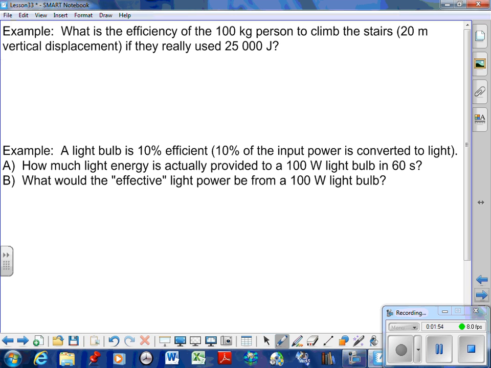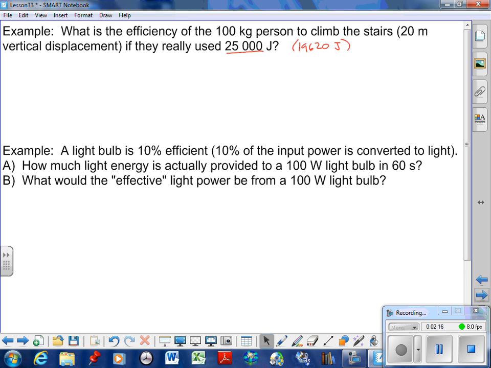So 25,000 joules. So remember, 19,620 is what was actually needed to go up the stairs. Where did that extra joules come from? Well, how about you pause the video and run up and down your stairs for a second? What happens? Your body heat rises because you're exercising. Okay, not actually a bad idea if you want. Pause the video and go for a jog.